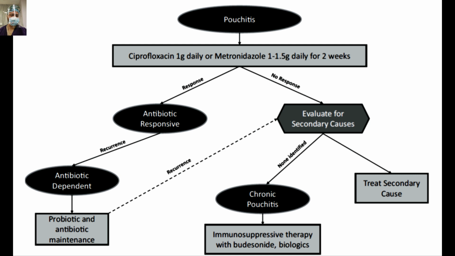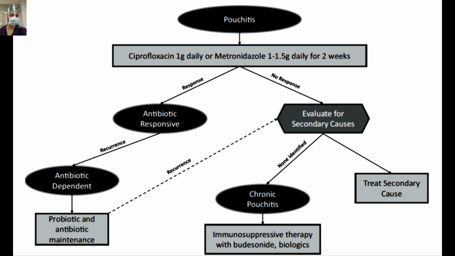So we can start with ciprofloxacin 1 gram daily, or metronidazole 1 to 1.5 gram daily for 2 weeks. If there is a response to the treatment, then the patient is antibiotic responsive, then we can maintain the remission with the help of VSL-3. Or if there is a recurrence despite the antibiotic, then this patient is antibiotic dependent. So then we have to use the combination of probiotic and antibiotic maintenance.